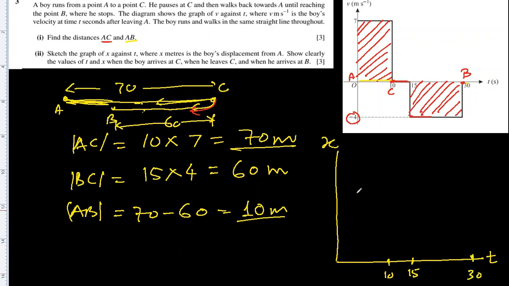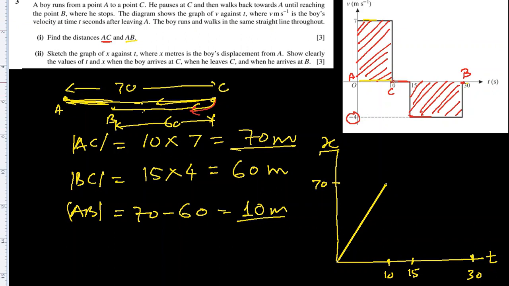Okay, so in the first 10 seconds you can see that it's a straight line. That means the velocity is constant, and velocity is constant means the gradient of the xt graph will be constant. That means it will be a straight tilted line till 70 meters. So let's write 70 here, and this is where he will reach in 10 seconds. That's it. Straight line, its gradient is constant, which is 7. Can you see? 70 divided by 10 will be 7, which is the velocity.